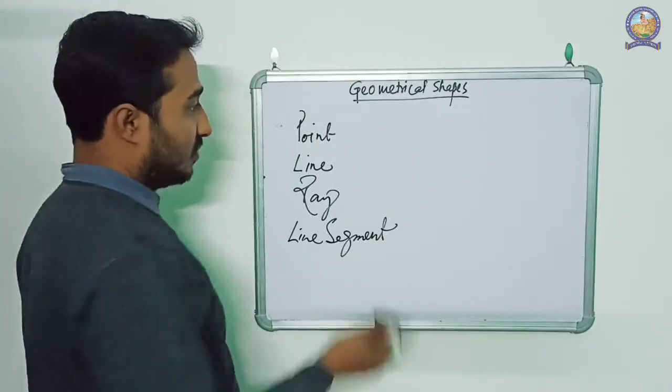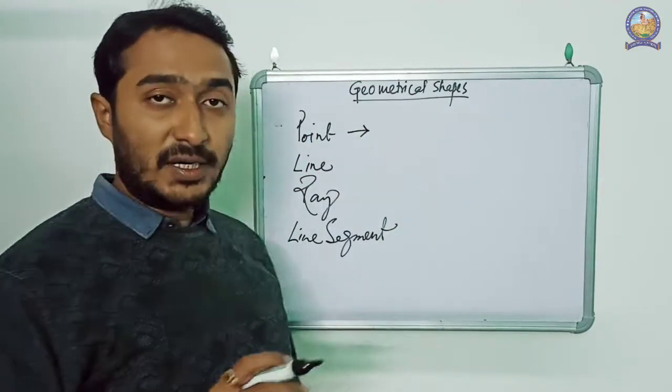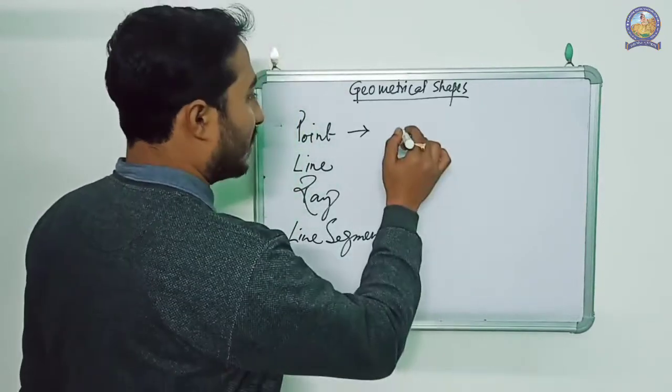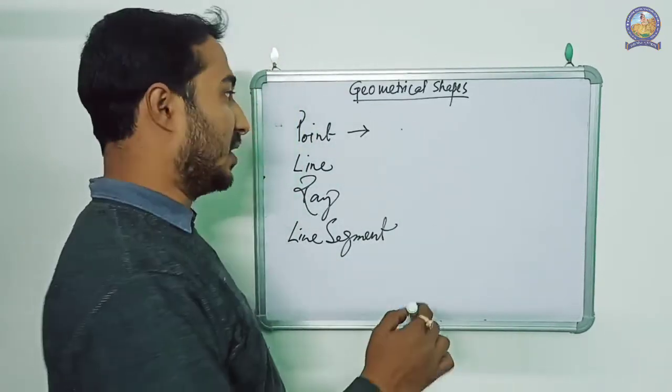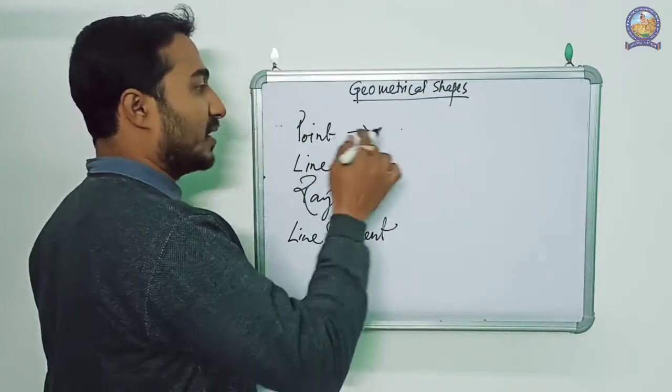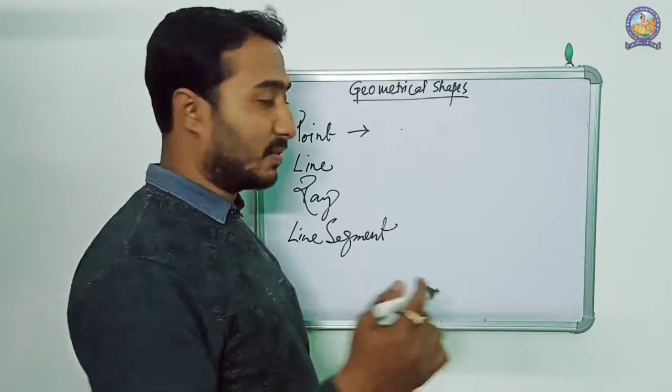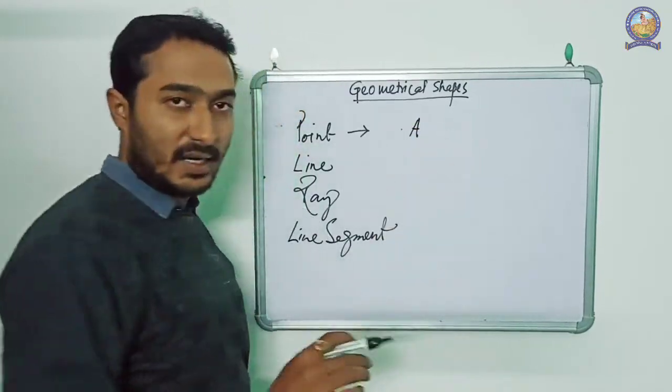So a point, we know what is a point. A point is an exact location in space. We denote a point like this, and we give the name of a point by capital letters of any alphabet, like A, B, C or any other alphabet.